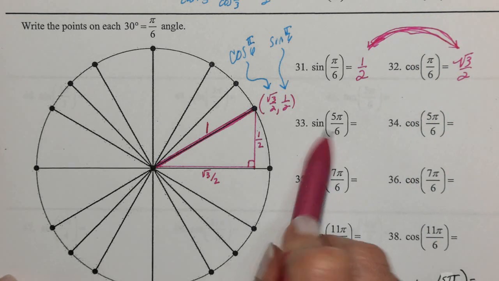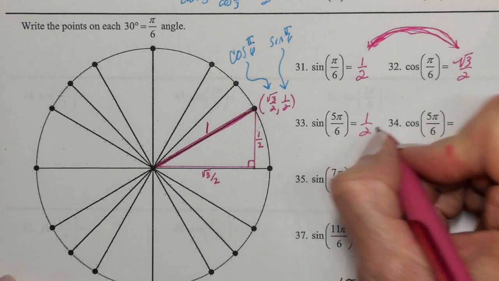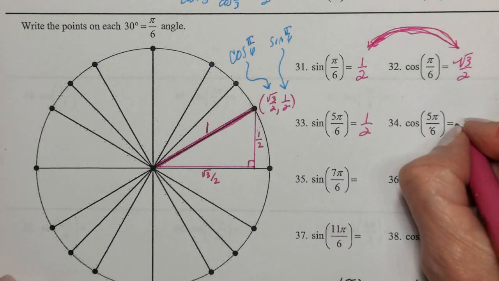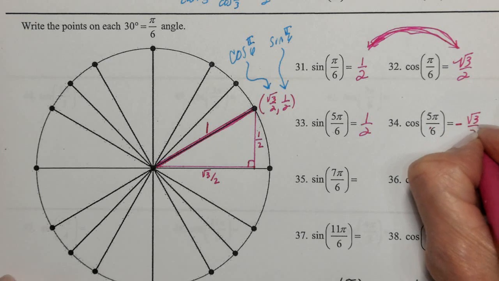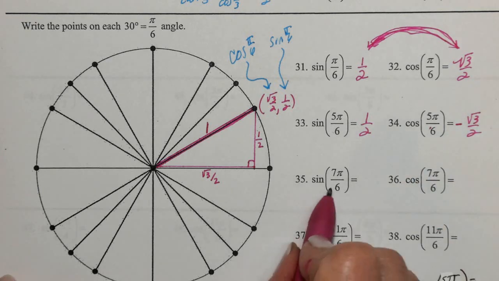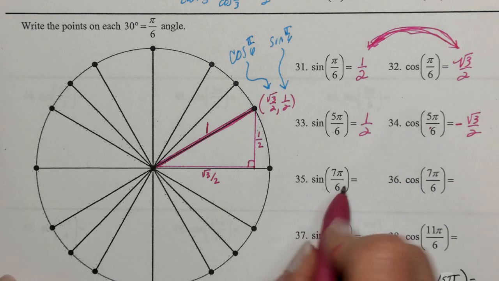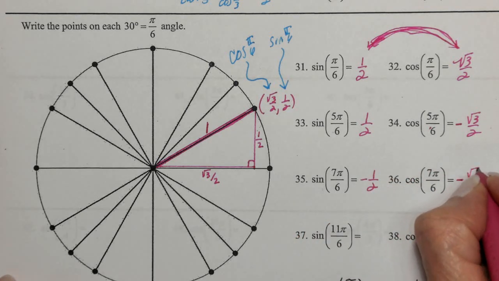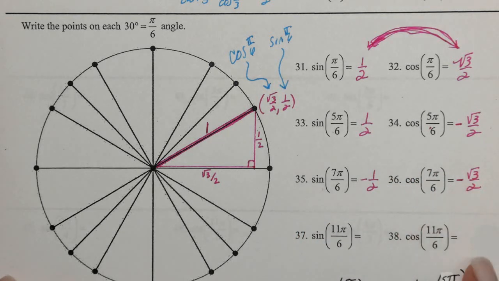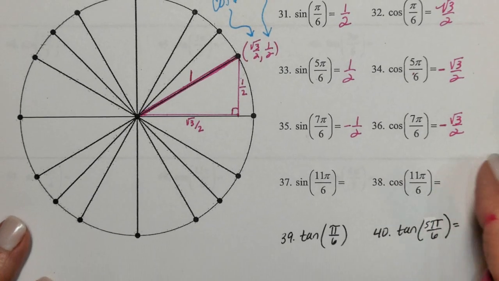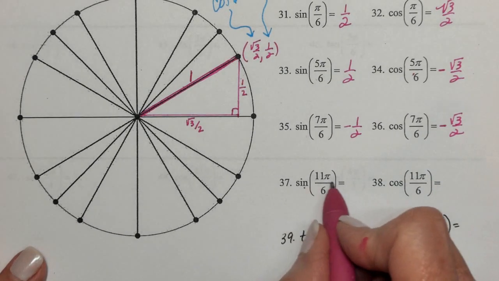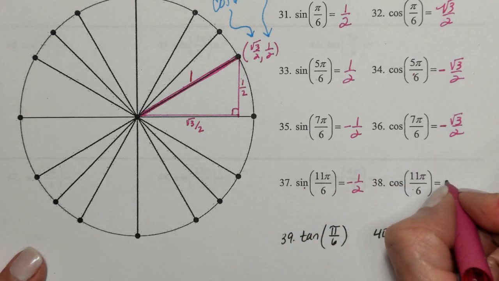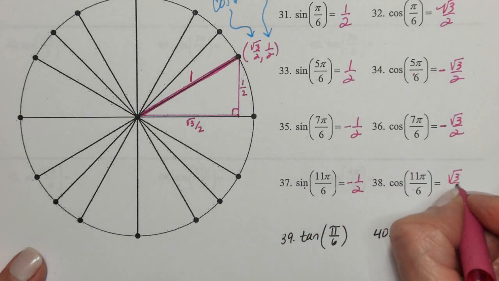Second quadrant. Sine is positive. Second quadrant. Cosine is negative. Third quadrant. Sine is negative. Cosine is negative. Fourth quadrant. Sine is negative in the fourth quadrant. Cosine is positive in the fourth quadrant.